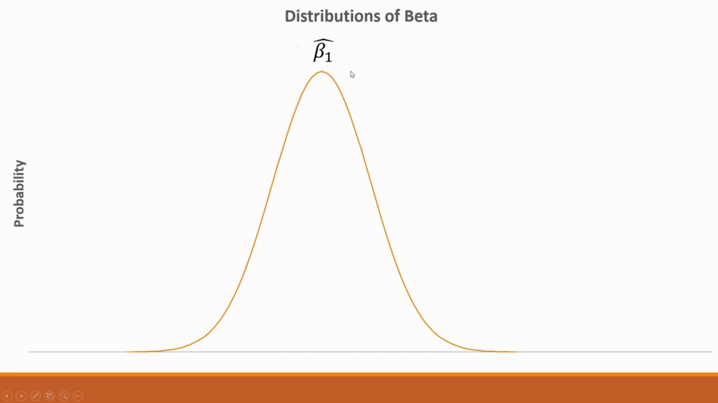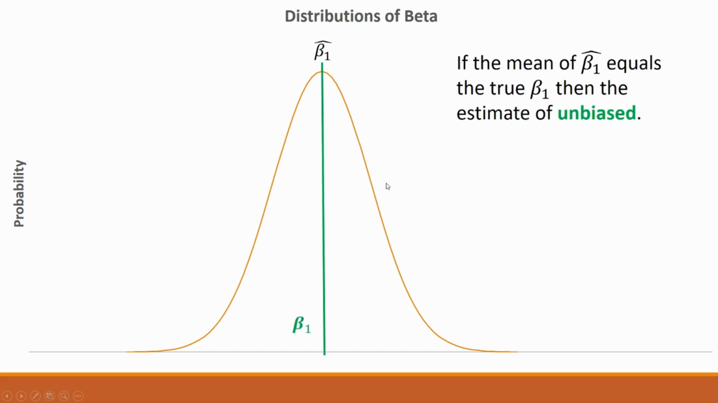All right, so your particular beta 1 hat value is a value pulled from the distribution of possible beta 1 hat values. Now, what does it mean for your beta 1 hat estimate to be biased?